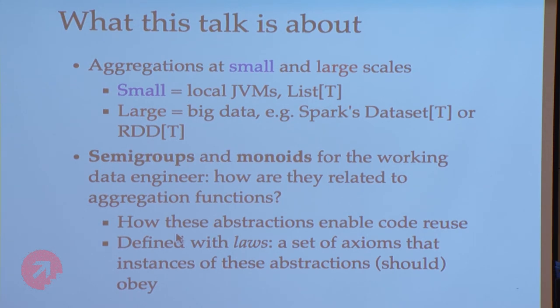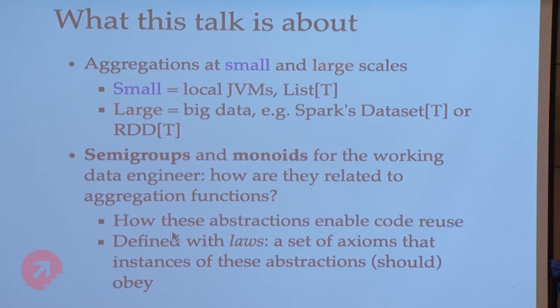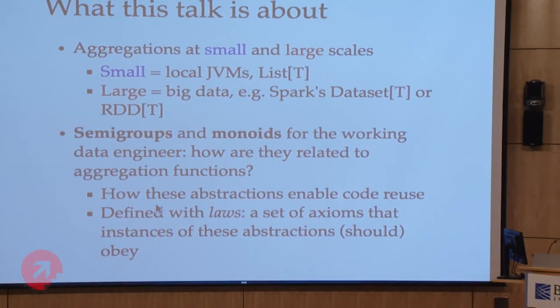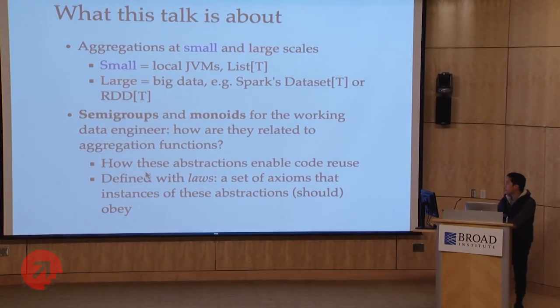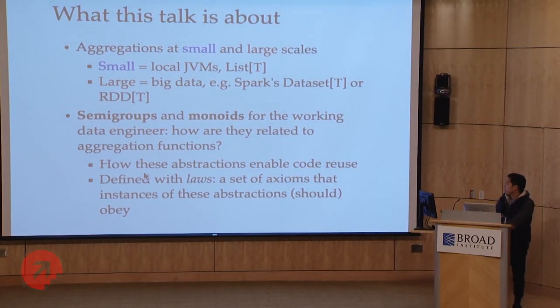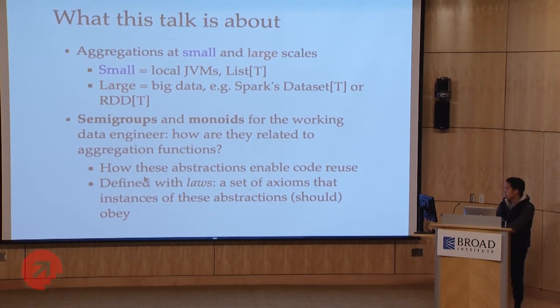I'm sure some of the other speakers have mentioned this before. I think Runar's talk and Ross's talk earlier today mentioned semigroups and monoids. I'm going to try to break that down a little more simply and motivate you to think about why this stuff matters. One thing that's cool about them is that they come with laws, an extra set of rules that these abstractions must also adhere to.